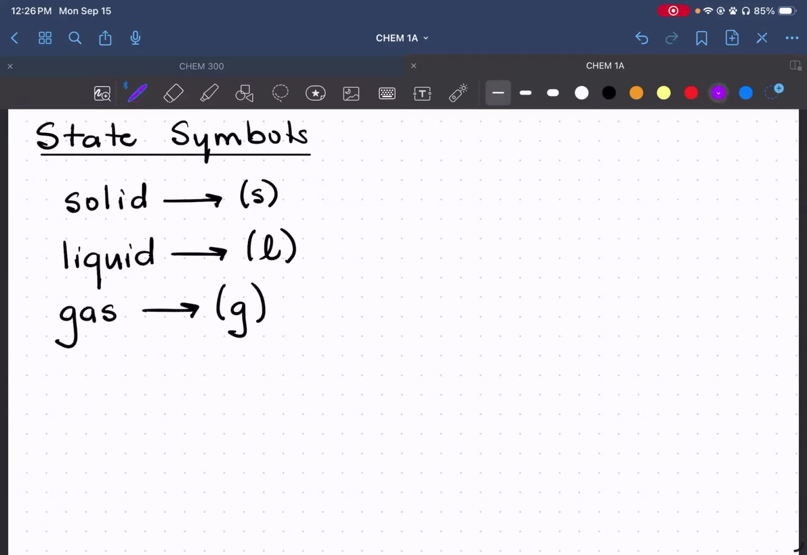But now there is a new state symbol that we are introducing. It's known as the term aqueous. A-Q-U-E-O-U-S. Aqueous is given the symbol AQ. Not just A, but AQ.